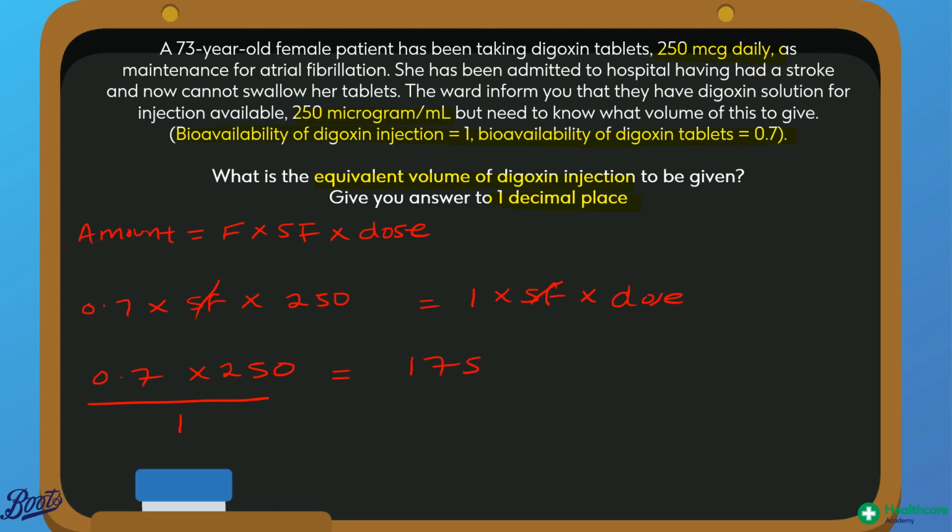Now, the ampoule contains 250 micrograms per millilitre, so we know that we need to provide the patient with 175 micrograms to give them an equivalent dose of the 250 microgram tablet that they're currently taking. So all we need to do is divide 175 micrograms by 250. That gives us an answer of 0.7 millilitres.